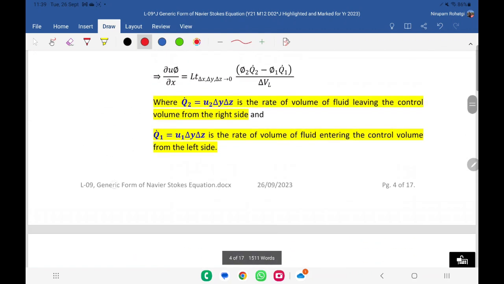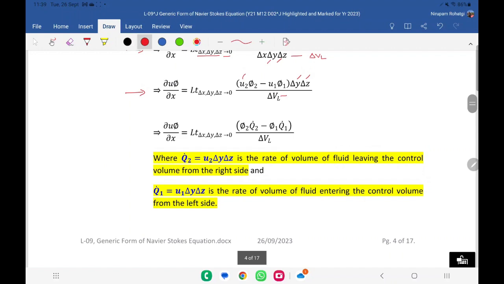Okay. Now you come here. So phi 2 into Q2 dot minus phi 1 into Q1 dot. Okay. So you know Q2 dot is the rate of volume of the fluid leaving the control volume from the right side, and Q1 dot is the rate of volume of fluid entering the control volume from the left side. Okay.